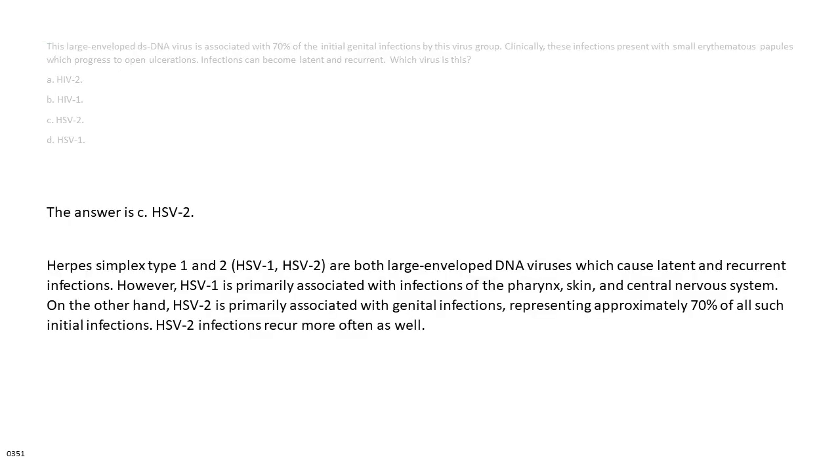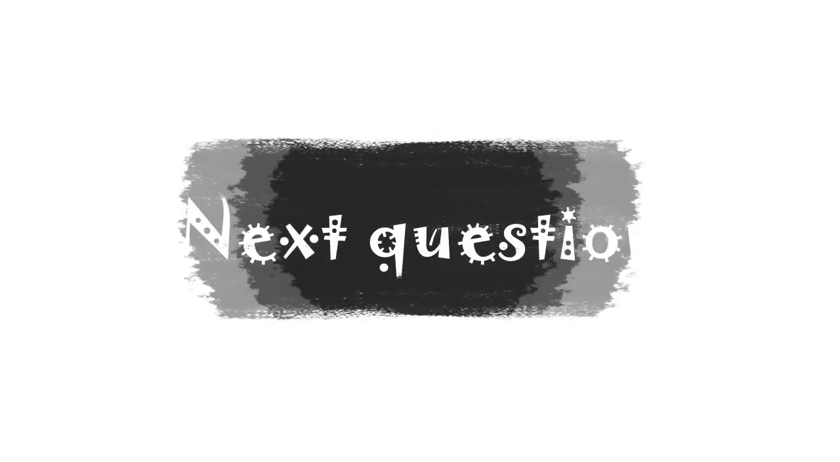The answer is C. HSV-2. Herpes simplex type 1 and 2, HSV-1, HSV-2, are both large enveloped DNA viruses which cause latent and recurrent infections. However, HSV-1 is primarily associated with infections of the pharynx, skin, and central nervous system. On the other hand, HSV-2 is primarily associated with genital infections, representing approximately 70% of all such initial infections. HSV-2 infections recur more often as well.